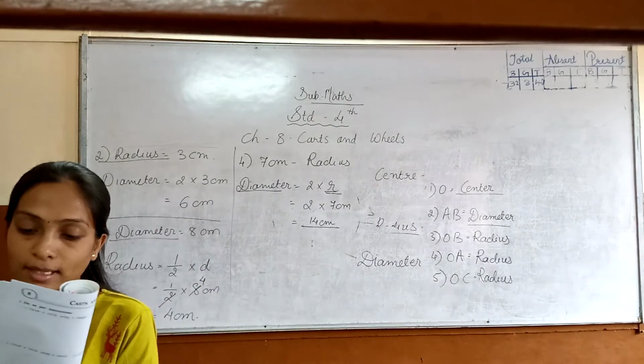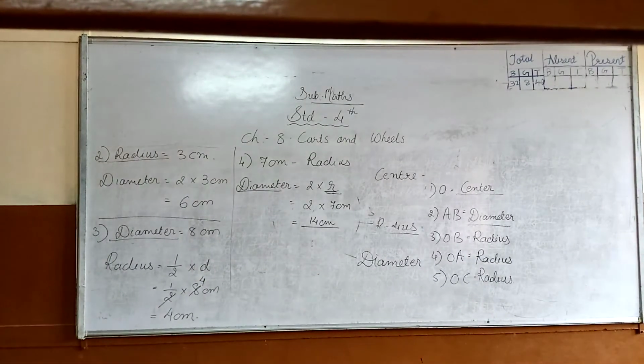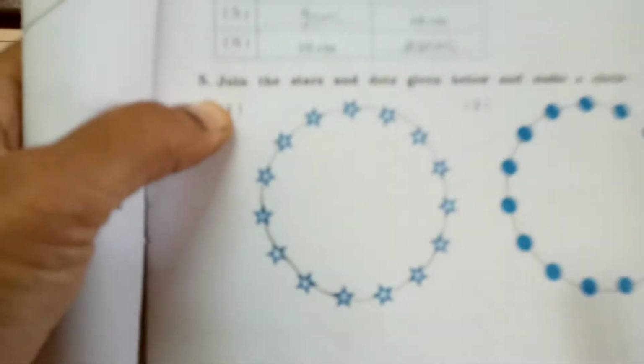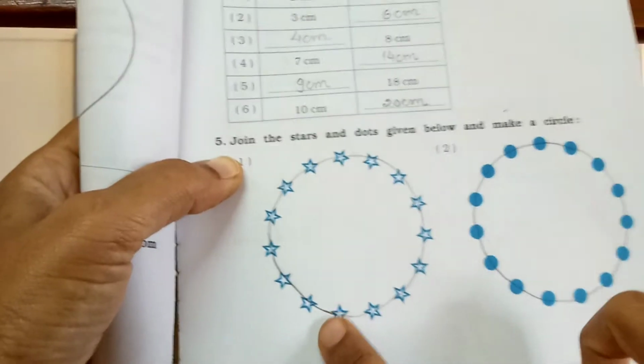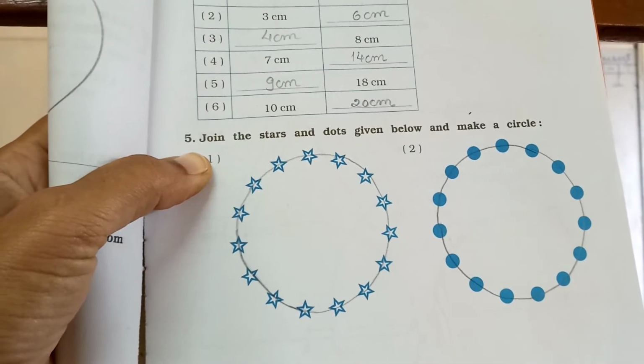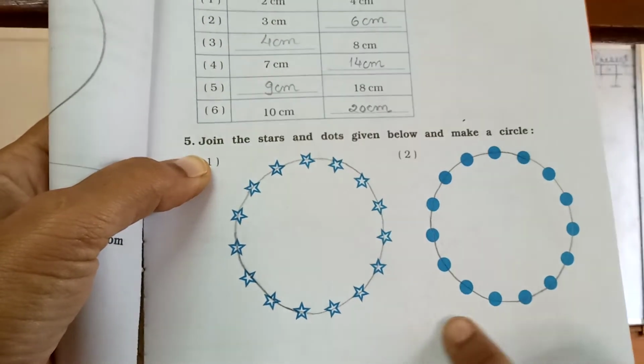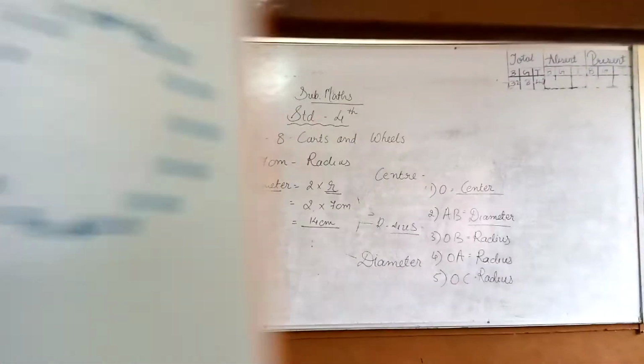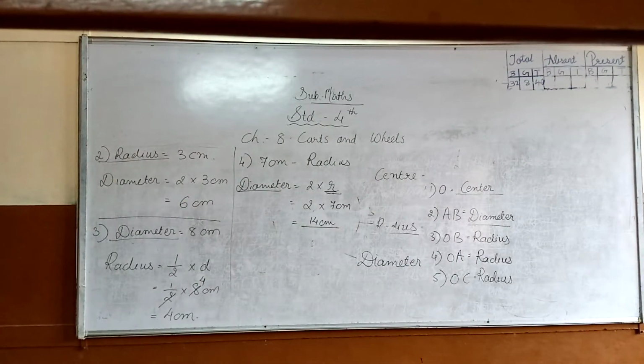Join the stars and dots given below and make a circle. What you have to do? यहाँ पे stars and dots आपको दिया गया है. So you have to just join them with the use of a pencil, so you will get the circle. It's very easy, no? So you have to do it by yourself. Now turn to page number 112.